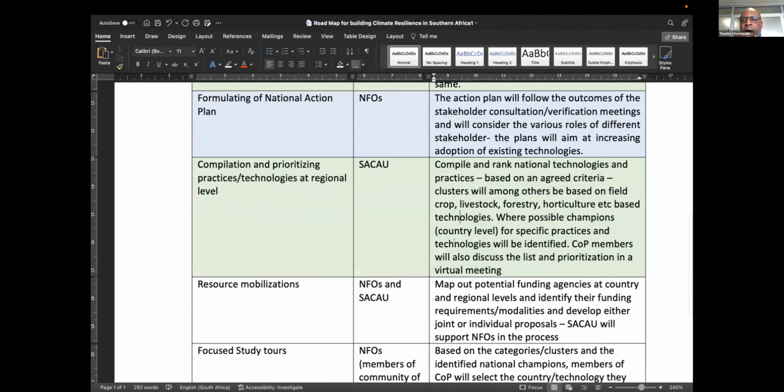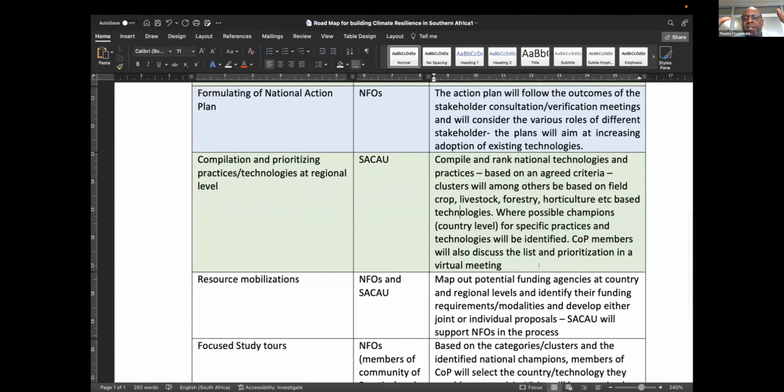So we will now have to form some kind of clusters. These clusters will be looking at different farming arrangements. If you are doing crops, livestock, forestry, or horticulture, we will be looking at the technologies based on those particular subsectors. To say, okay, for crop production, the innovation that we are seeing come out on top is maybe conservation agriculture. If you look at livestock, maybe we are seeing that farmers are using biodigesters, just as an example.